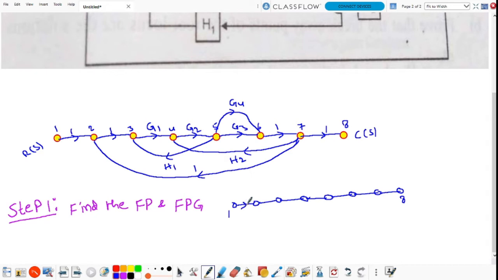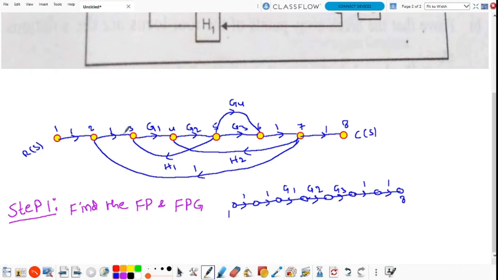This branch gain is 1, this branch gain is G1, this branch gain is G2, this branch gain is G3, this branch gain is 1, this branch gain is 1. And that is the first forward path. And the second forward path.